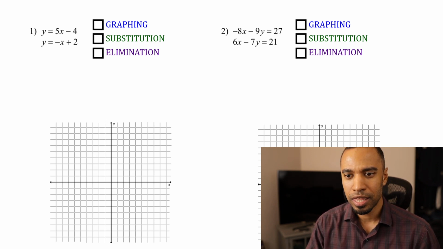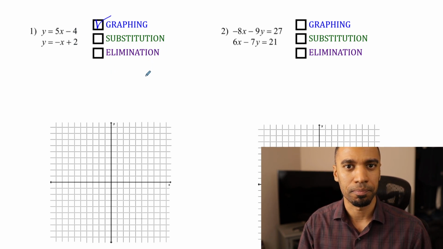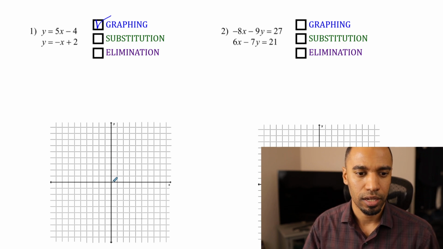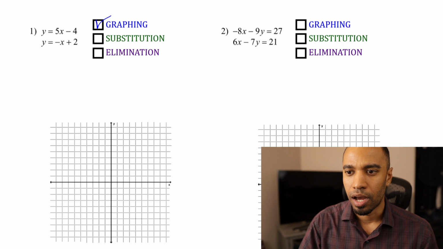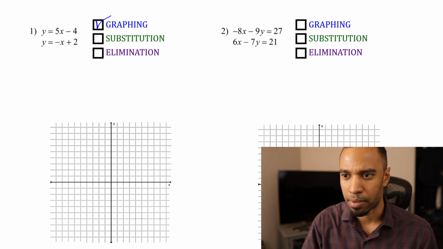So this first one right here, I think I do want to start graphing with, because they're both in slope-intercept form. The y-intercepts are in full view right here. I think graphing is a decent option, so I'm just going to go ahead and get started with that one. I have a y-intercept of -4 for that first. Let's color code this somehow with different colors. Let's use red, and let's use a lighter blue right there.